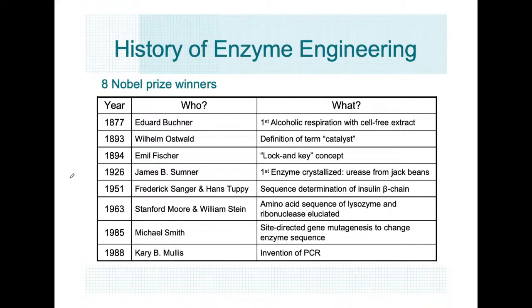As we have discussed, these are the various scientists who won Nobel Prizes in the field of enzyme engineering: Buchner, Ostwald, Fischer, Sumner, Sanger and Tuppy, Moore and Stein, Smith, Mullis. Their respective works: Buchner, the first alcoholic fermentation with cell-free extract, and William Ostwald defined the term catalyst. Then Emil Fischer found the lock and key concept, and James B. Sumner crystallized the first enzyme, urease, from jack beans. Then Friedrich Sanger and Hans Tuppy, sequence determination of the insulin B chain, and Stanford Moore and William Stein, the amino acid sequences of lysozyme and ribonuclease elucidated. Then Michael Smith, site-directed mutagenesis to change enzyme sequence. Then Kary B. Mullis invented PCR.